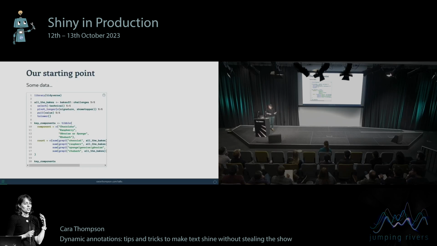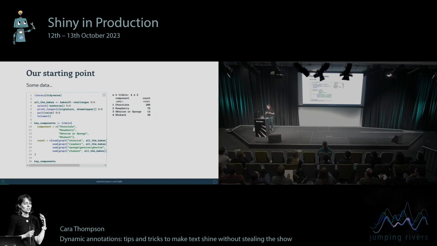So first of all, we need to create some data for ourselves. I've loaded the tidyverse package. I said I wasn't going to load packages, but I'm not going to make any apology for doing that. And then I've taken the bakes from the bake-off package, and just done a bit of data wrangling to give us some key components that I picked, mostly randomly because I was interested to see how they were used.